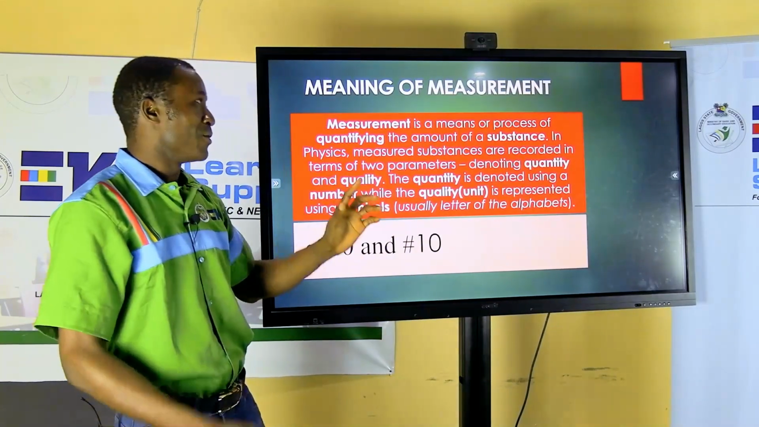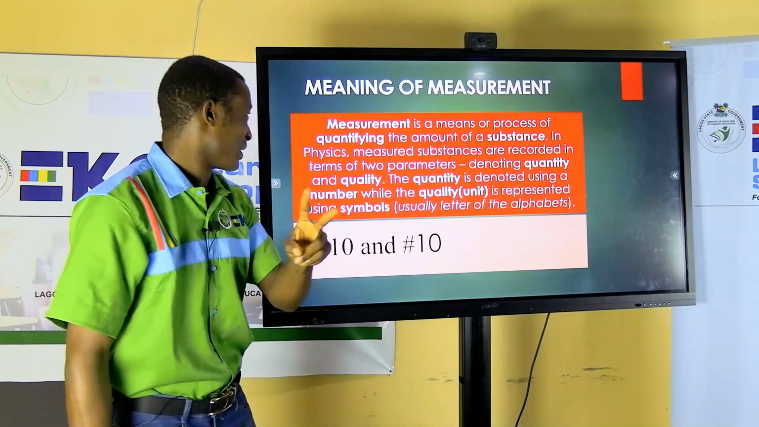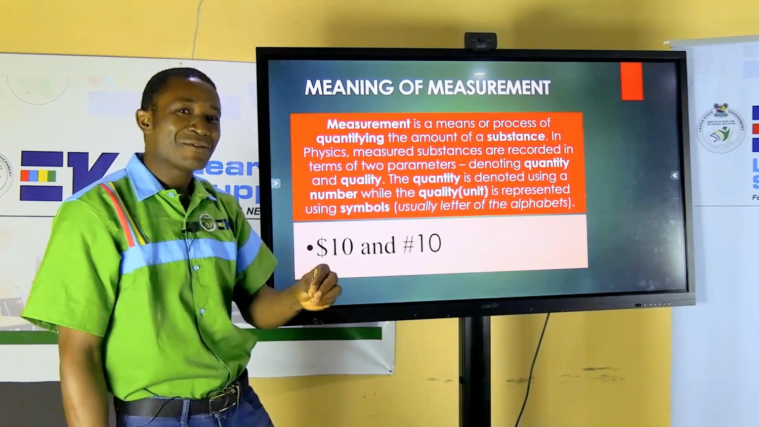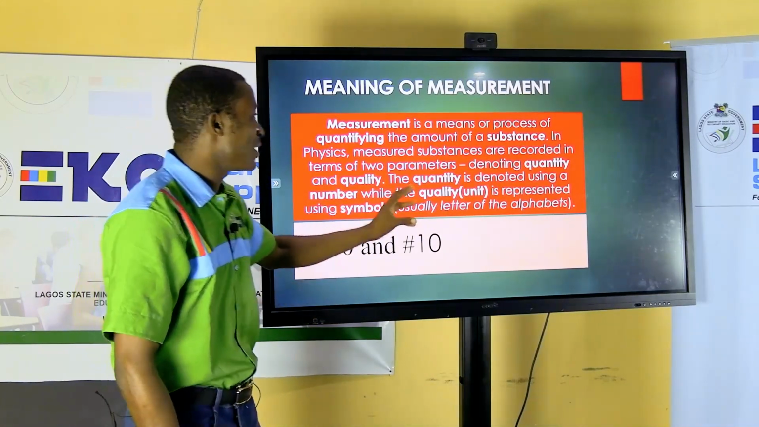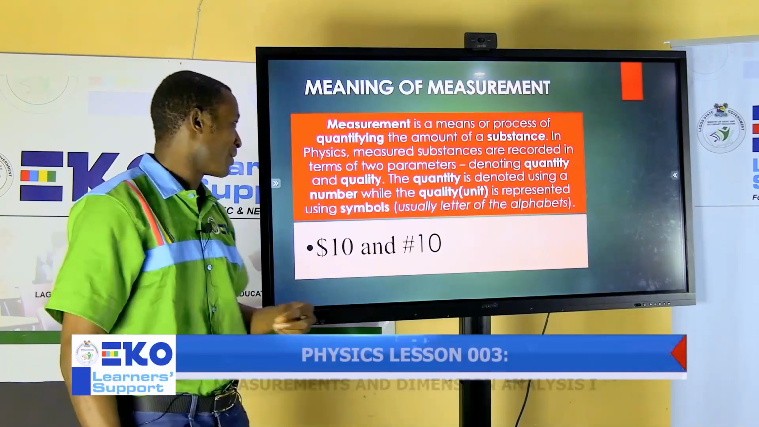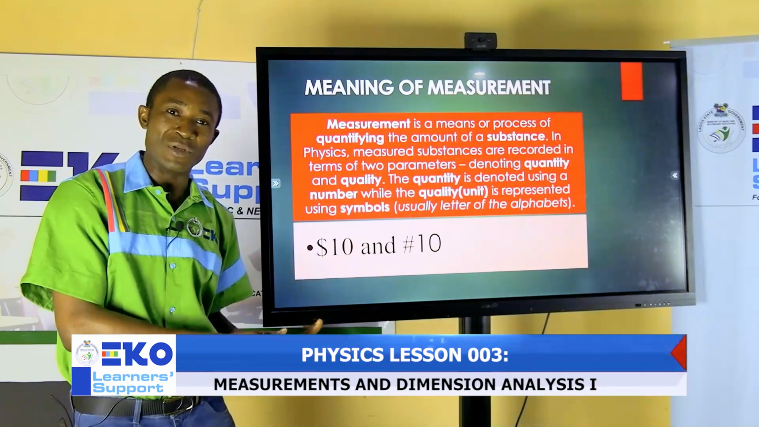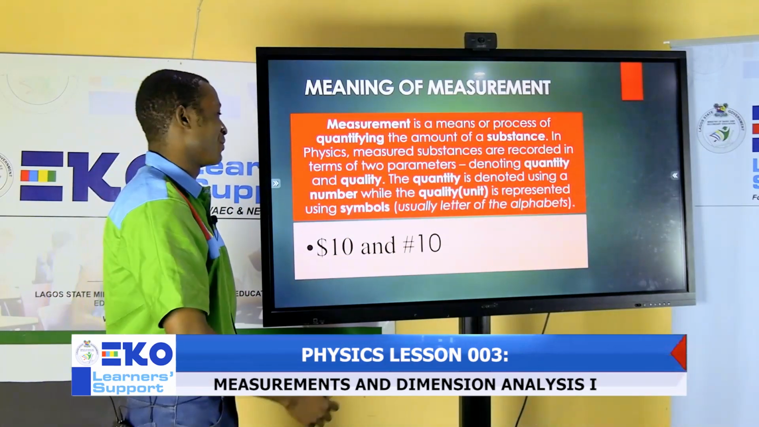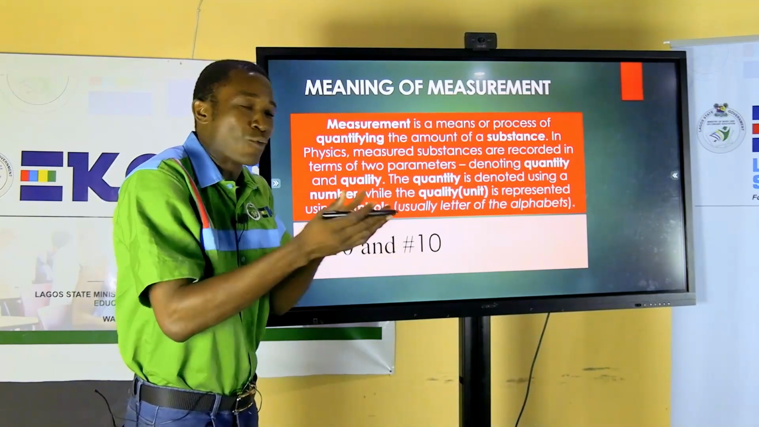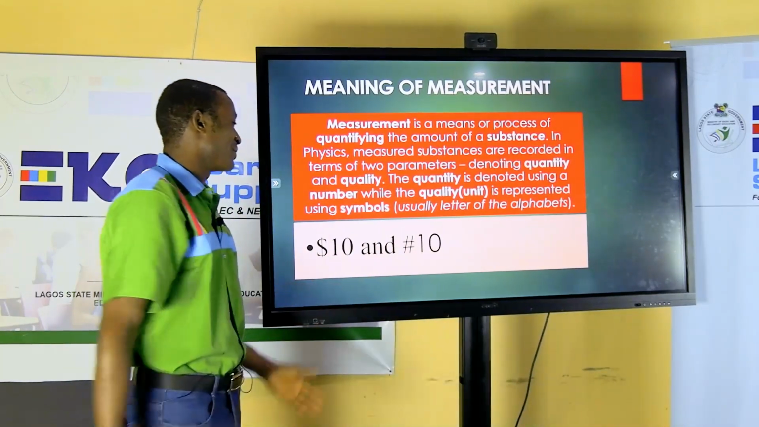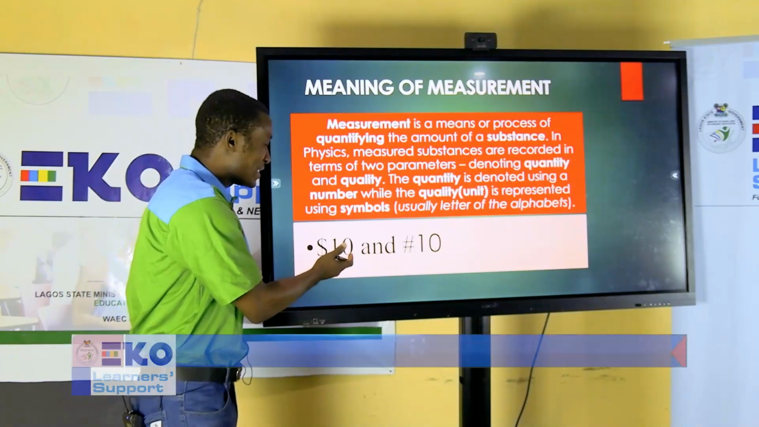In physics, when measurements are done, they are recorded in terms of 2 parameters. And these parameters give the quantity and the quality. So the quantity is denoted using a number, while the quality is denoted using symbols. We call them units. Let's take for instance, look at this now. This is 10. This is 10. The quantity here is 10.